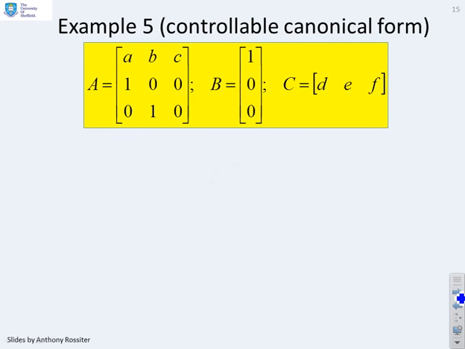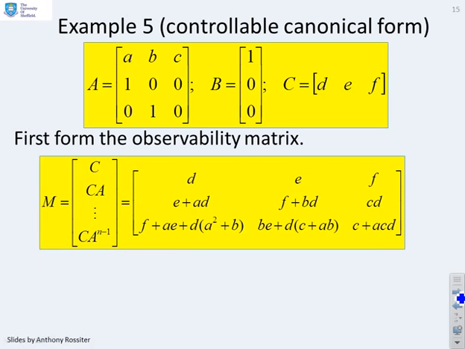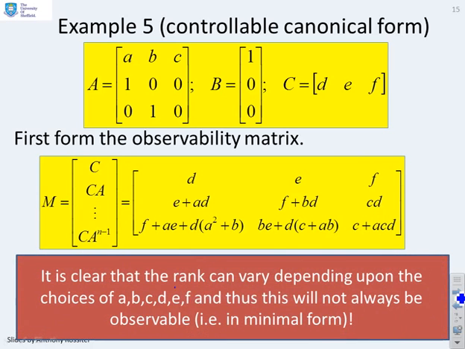What about if you put a system in controllable canonical form? So here's one. You can see this A is in controllable canonical form. Now if I form the observability matrix, it's a bit of a mess, and you might say, oh, I can't see anything from here. But here's the key point. It's clear that the rank of this observability matrix can vary depending upon the choices of A, B, C, D and F. So in other words, you could lose observability even though we know we're definitely controllable. And the reason is that you may be in non-minimal form.